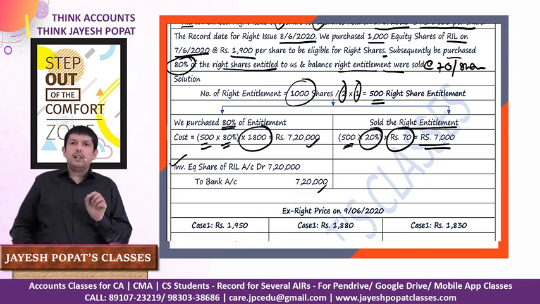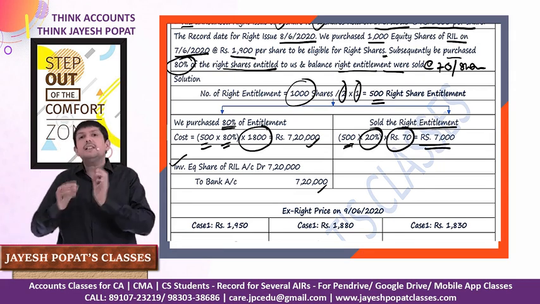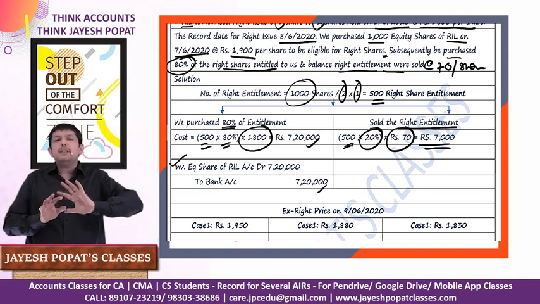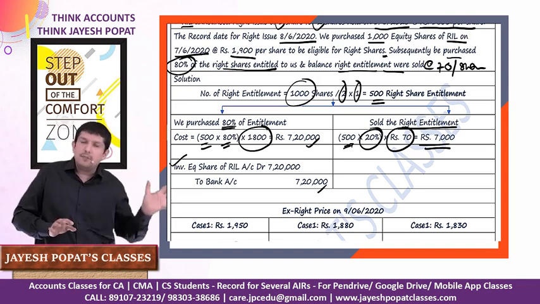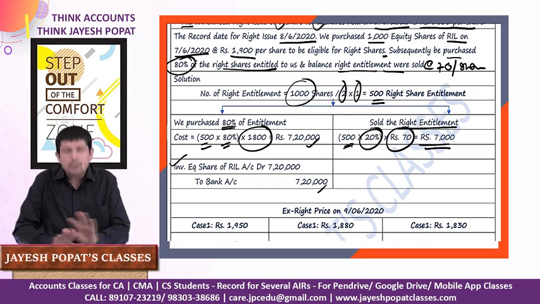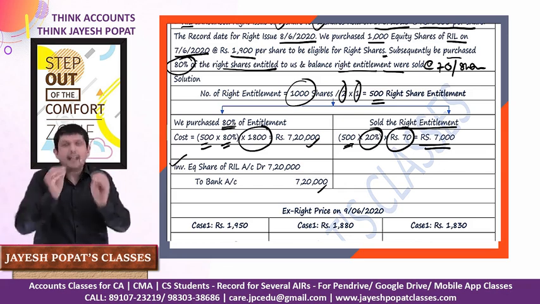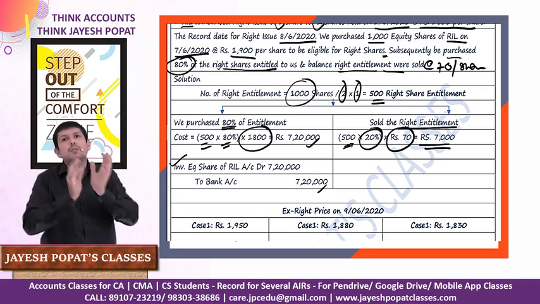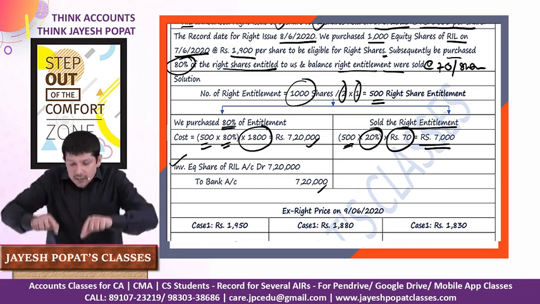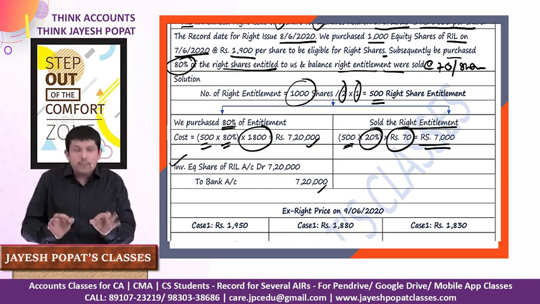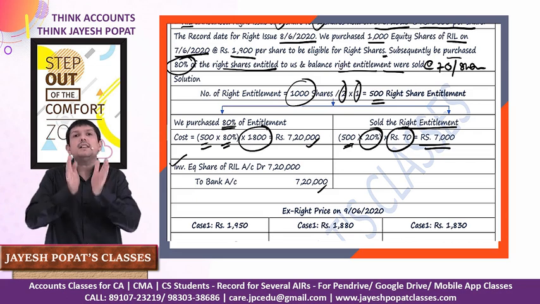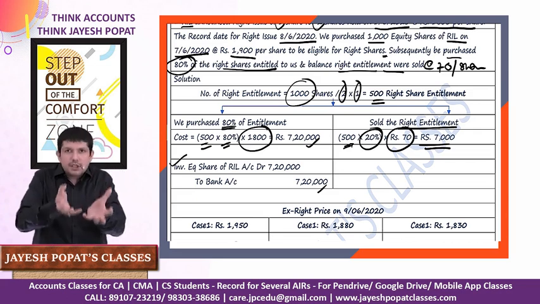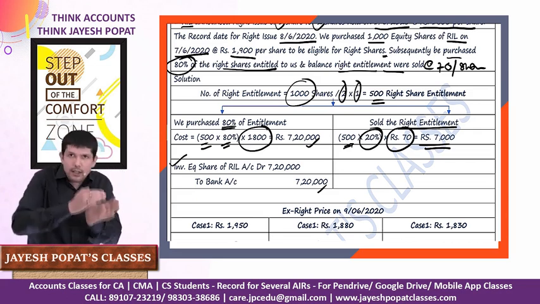Now what we need to see is that since we have purchased in the cum right period, had it been that we were holding these shares even before the rights issue was announced, we wouldn't need to do this treatment. Directly the renunciation proceeds will go to the statement of profit and loss. This treatment we have to do only because we have purchased the shares in the cum right period, at a cum right price. So we need to be careful.